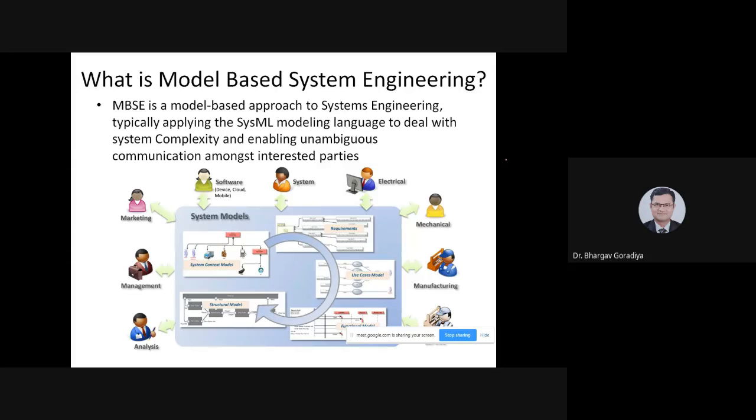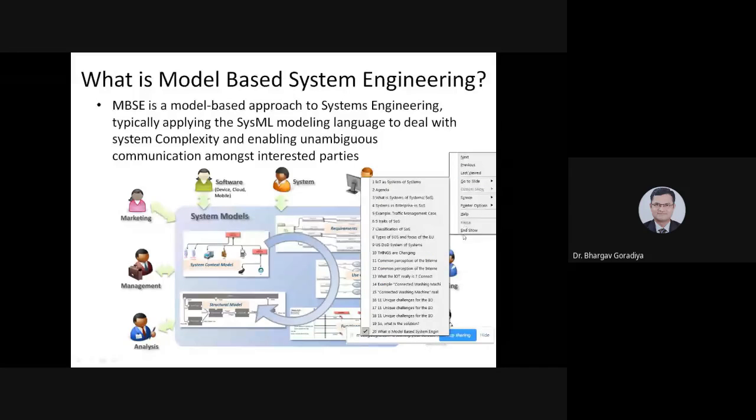Sir, there was a question from Mr. Jawahar. He is asking, in general, for any IoT application, what are the requirements? Are nodes, gateway, middleware, cloud, and end user sufficient?